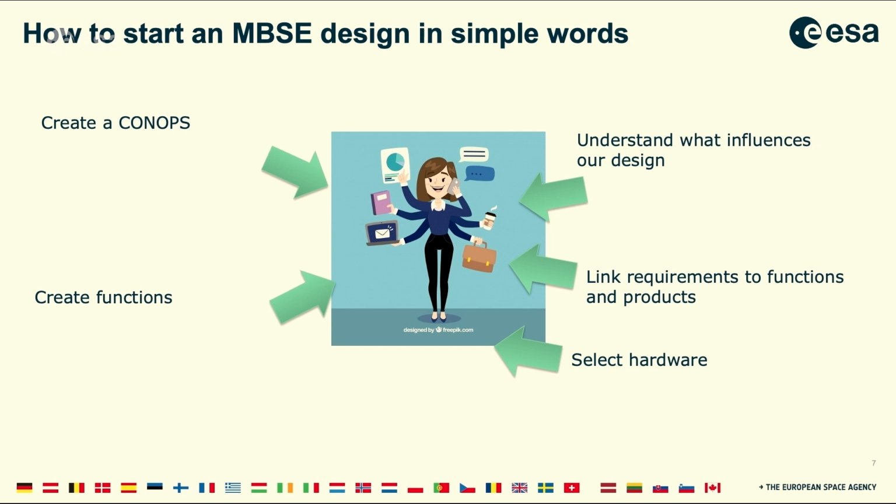So what we need to do is define a ConOps, which is short for concept of operations. From that, we're going to define what kind of functions are in whatever I'm designing, in my experiment or in my satellite. We need to understand what can influence our design. And once we know this, then we can already start looking into how can we define requirements, how can we link requirements to functions, how can we also identify hardware that could fulfill these functions.